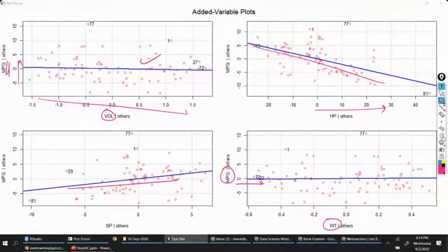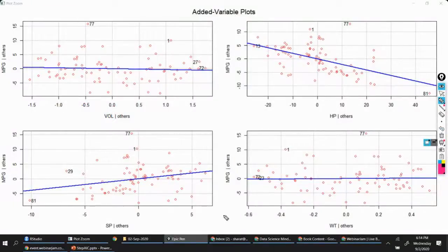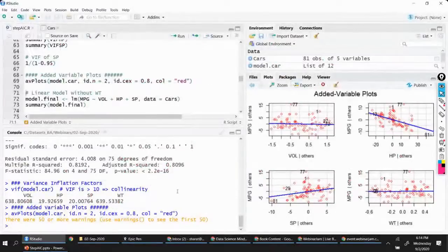So by looking at this, we can say that weight is the variable which is impacting the least, right? This is the variable which is impacting the least. So we basically identify weight to be eliminated, right? We are checking VIF to verify the collinearity, and we observe that weight is very strongly related to other variables. That means it is displaying collinearity effect.